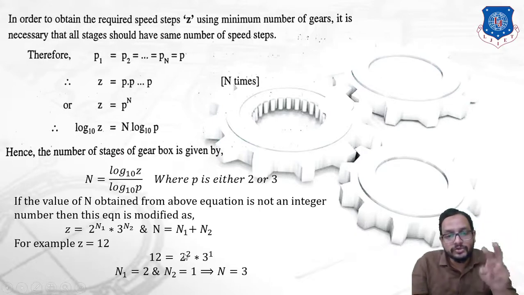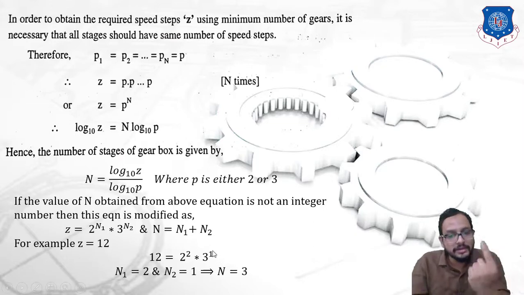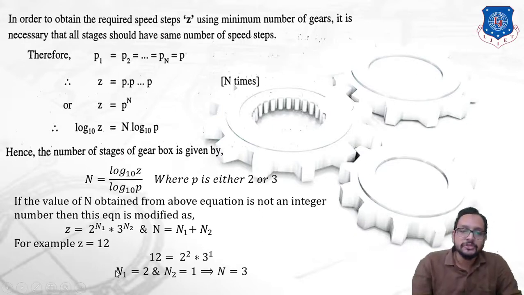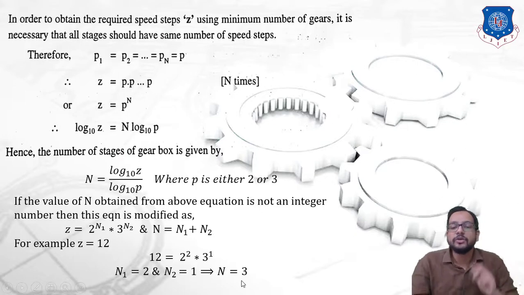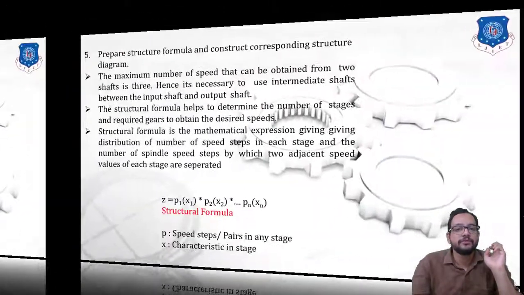So over here you can clearly see that 2 raised to 2 indicates that in this 12 speed gearbox there would be two such stages in which the number of speed steps would be 2, and this 3 raised to 1 indicates that there is one stage in which the number of speed steps is 3. So we would say n1 is equal to 2 and n2 is equal to 1. The total number of stages is how much? So we would say 3 stages are there in a gearbox, that is a 12 speed gearbox.